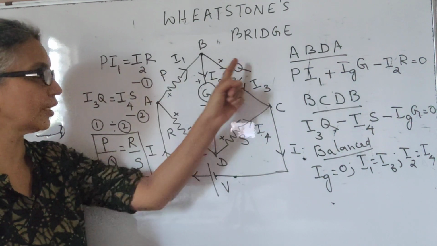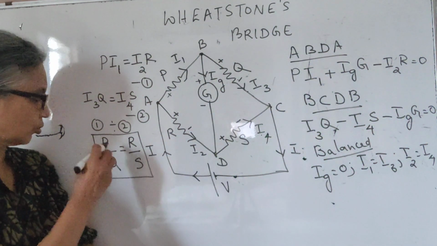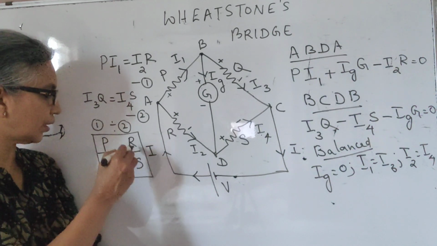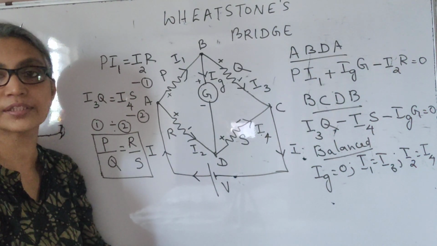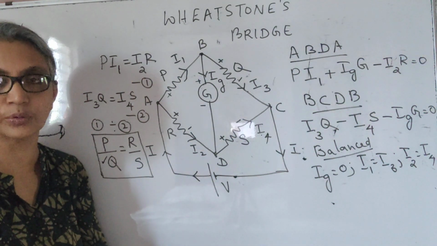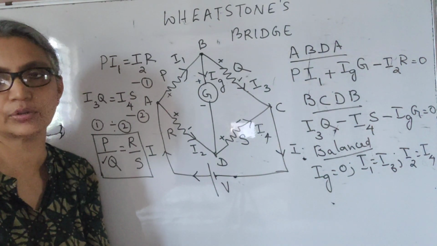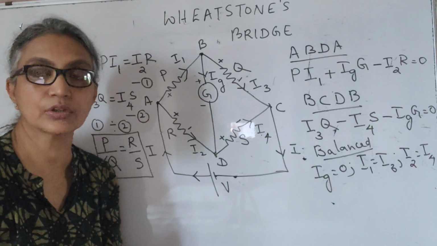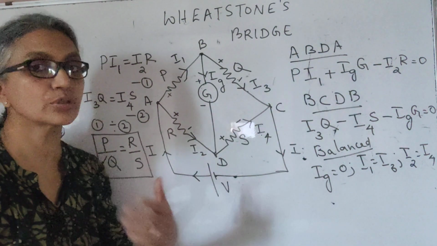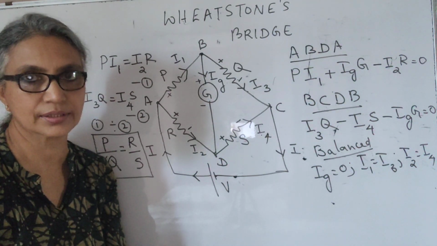That is P by Q will be equal to R by S. So that's why I told you, if you now know P, R and S, the values of the resistors P, R and S, then you can easily find out the value of Q. Because these three are known, you can get the unknown value of the resistance. So that is how you will use a Wheatstone bridge to find out the value of the unknown resistance.